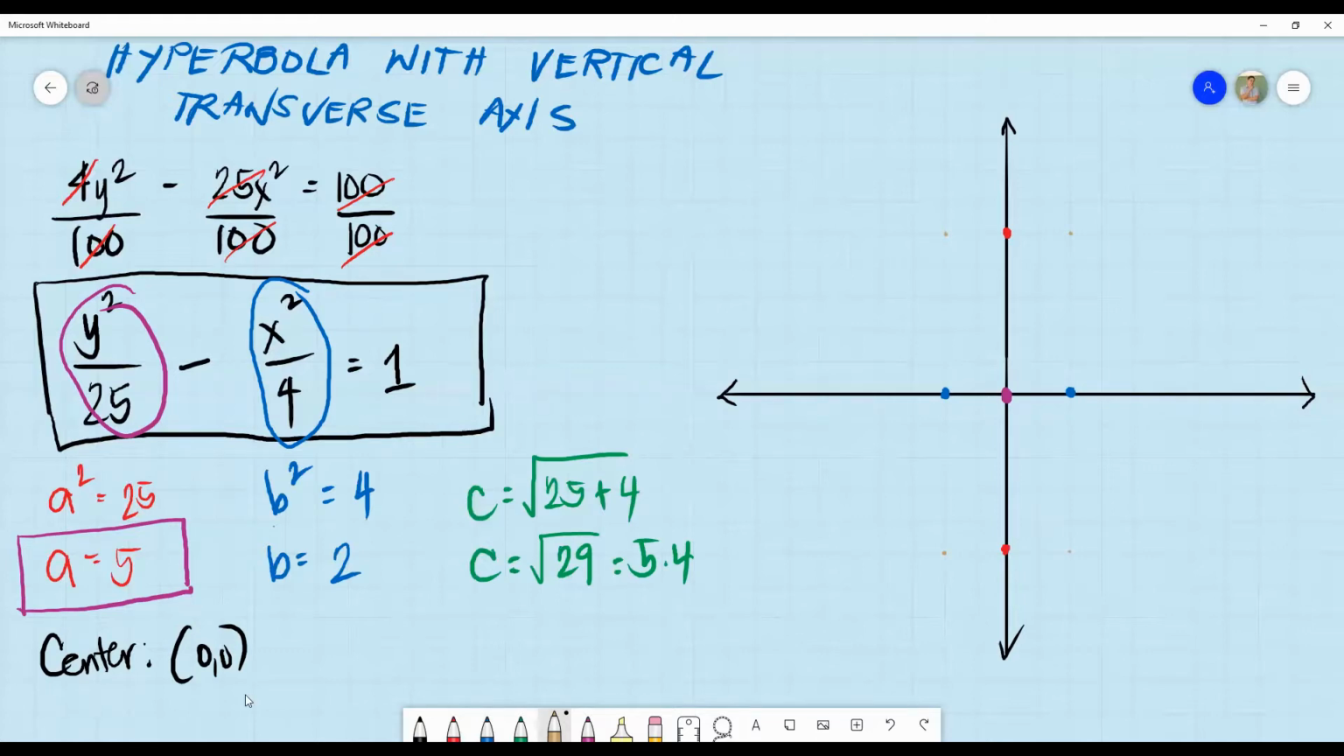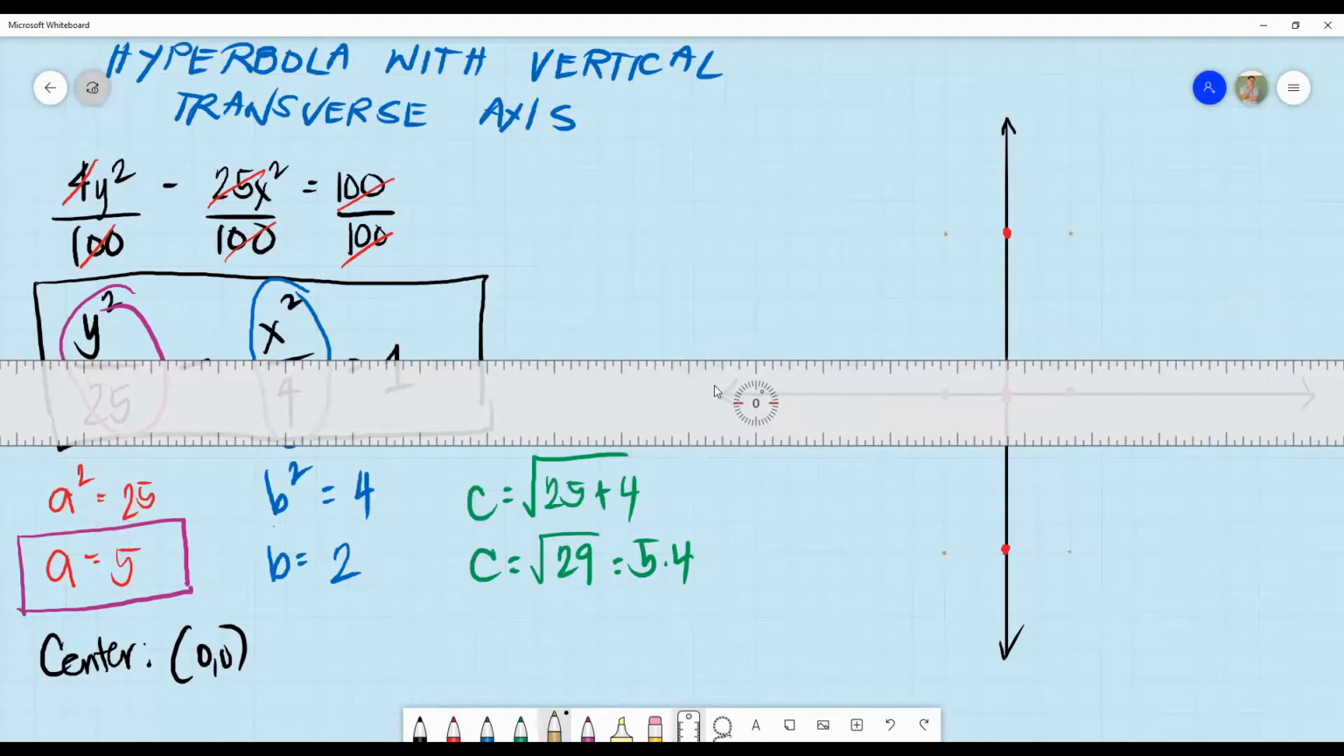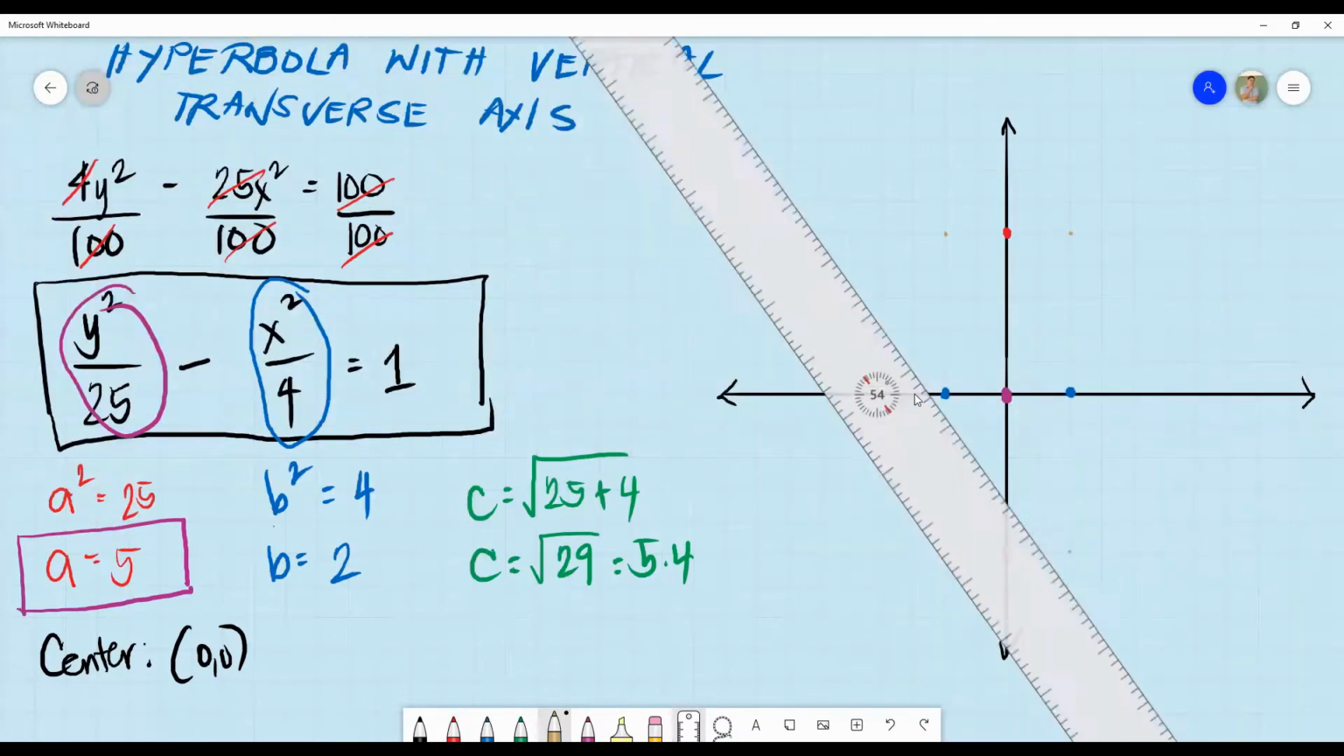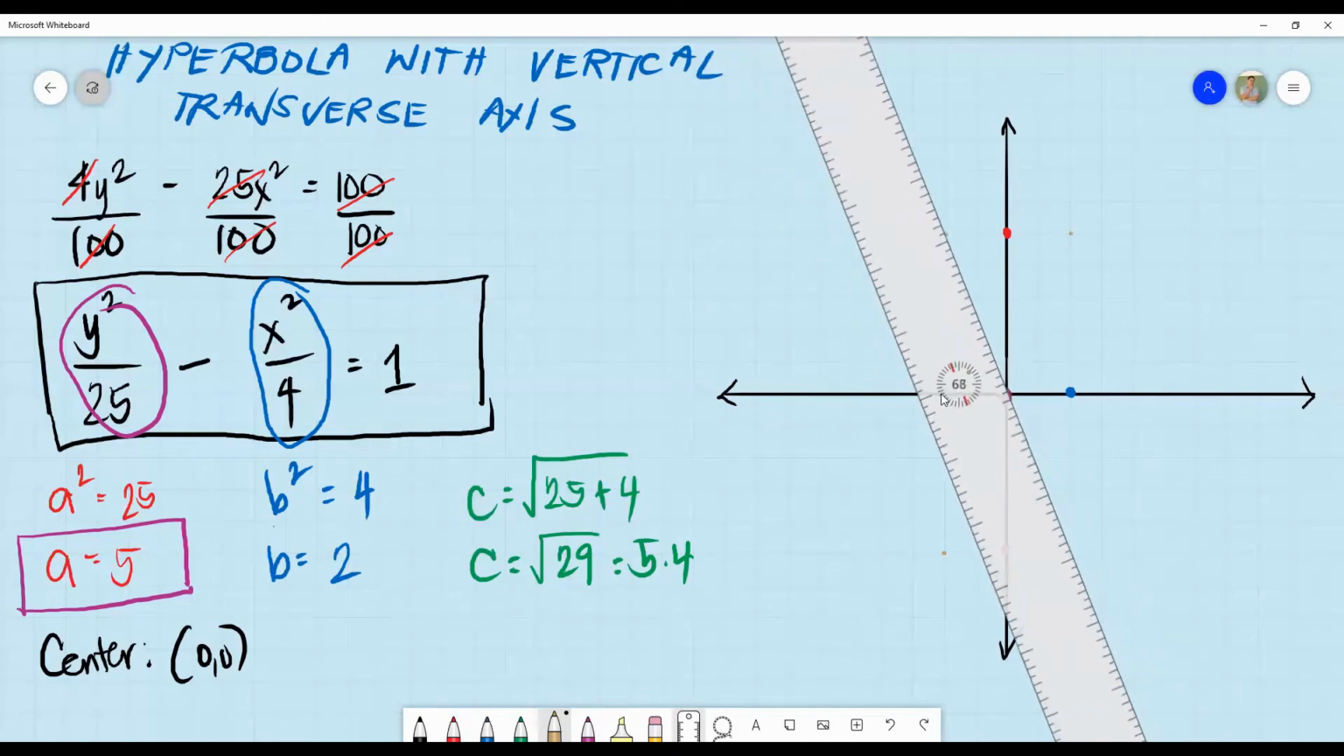Let's now move on to drawing our asymptote, connecting the corners of the formed rectangle. So we will have this becomes our asymptote.